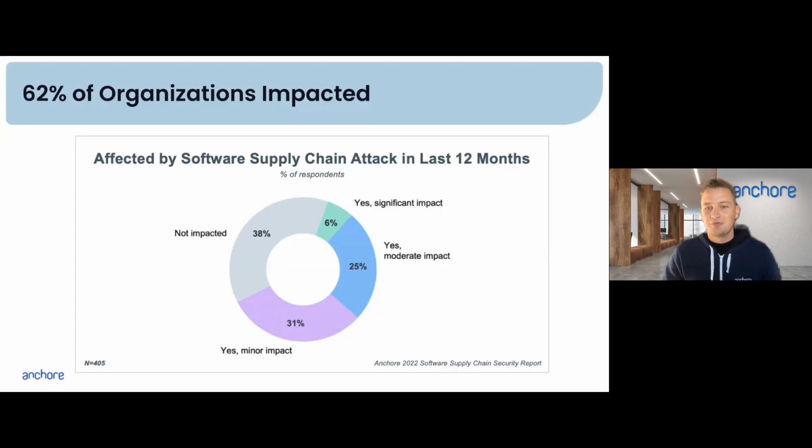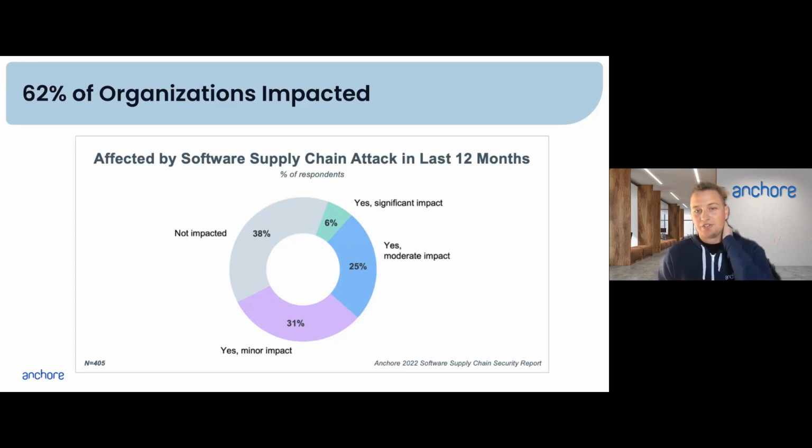That poll you just took, we gave a very similar poll to industry. This is the Anchore 2022 Software Supply Chain Security Report. What's interesting here, just looking at all the different colors on this color wheel, is the small percentage saying they were just not impacted by a software supply chain attack in the last 12 months. There have been multiple, so it doesn't have to be the big one. It doesn't have to be SolarWinds. It can be something smaller.